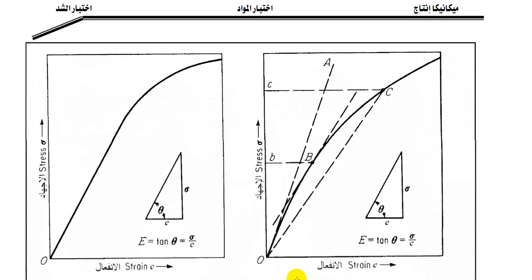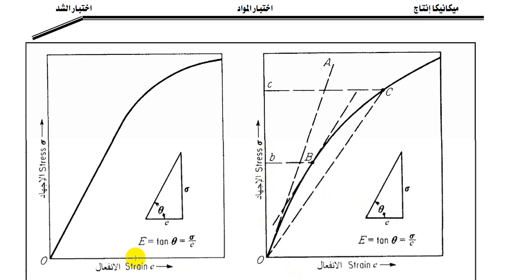As you can see right here, this is 8.2a and 8.2b. Stress is plotted on the vertical axis, as we stipulated before, and the strain is plotted horizontally on the x-axis.